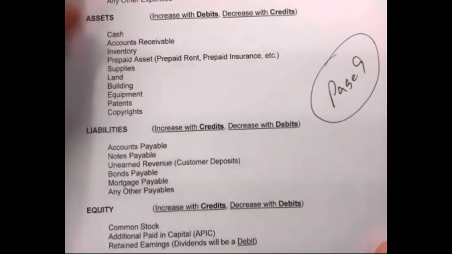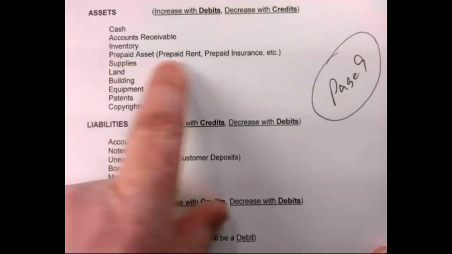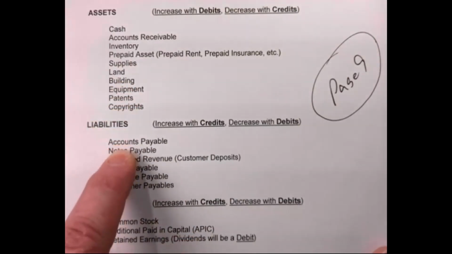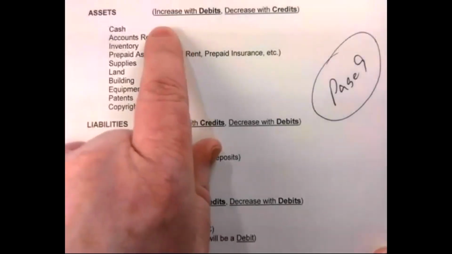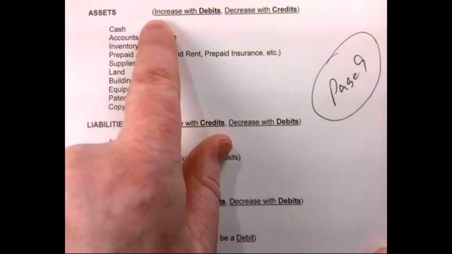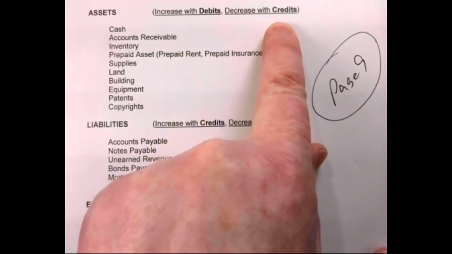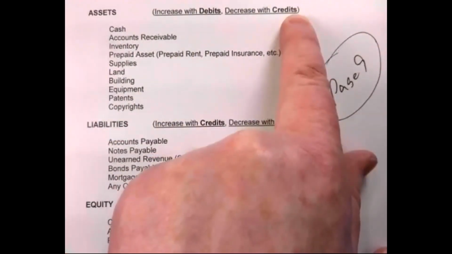These are assets. Cash, inventory, I don't think we talked about prepaid. There's a few new ones. Patents, copyrights, we haven't talked about those. Liabilities. These are kind of liabilities. And the thing that is important here is assets, they increase with debits and they decrease with credits. Okay, so they increase with debits, they go up, they decrease with credits.